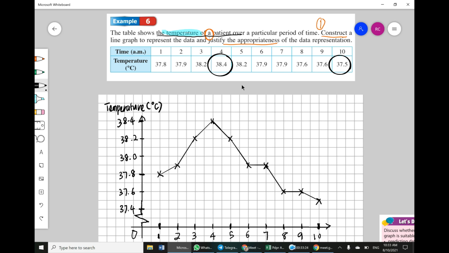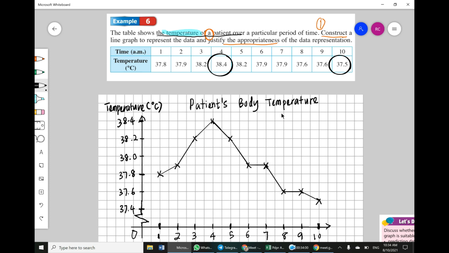Maybe we can start with the word patient. Patient's temperature. Very good. Patient's body temperature. Okay, so directly when the people look at the title over there, they will know that you are referring to the patient's body temperature. You capitalize the first letter like this, so that it refers to the title. Okay, so patient's body temperature.